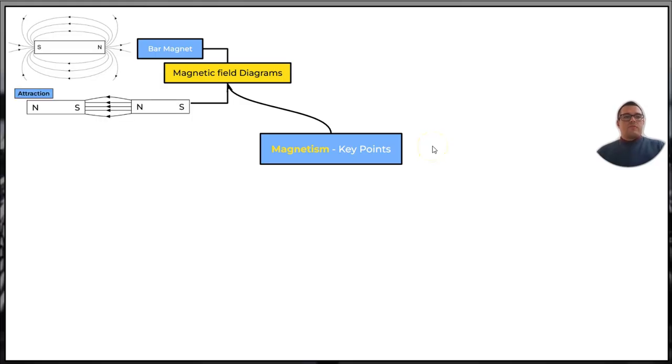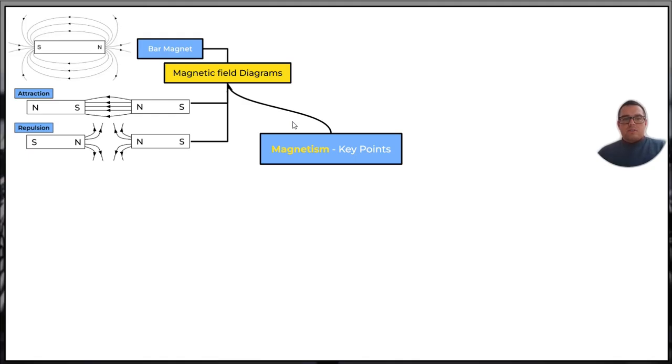The second follow-on to that is, what does it look like if you have attraction between two bar magnets? You should know that opposites attract, so a north pole and a south pole will attract each other, and so the field lines from the north pole will extend directly into the south, and the direction is always north to south. That never changes.